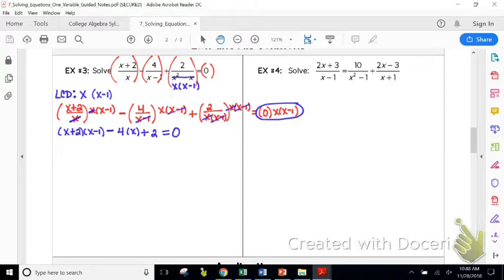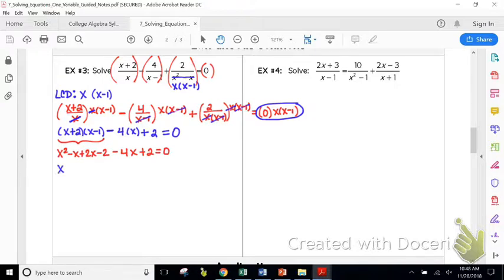Now what can we do? What's that? FOIL. Yeah, we can do FOIL. So here we're going to do FOIL. And then I have minus 4x plus 2 equals 0. And I didn't combine my like terms in my FOIL yet because I'm going to combine like terms anyway, so I might as well just do them all together, right? So now I'm going to combine like terms.